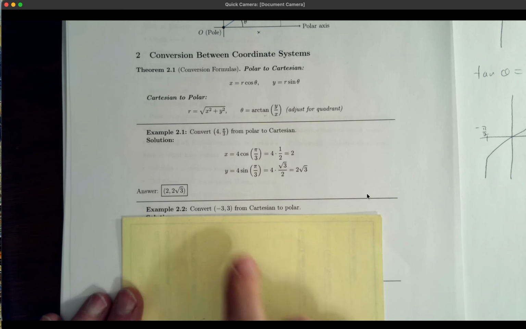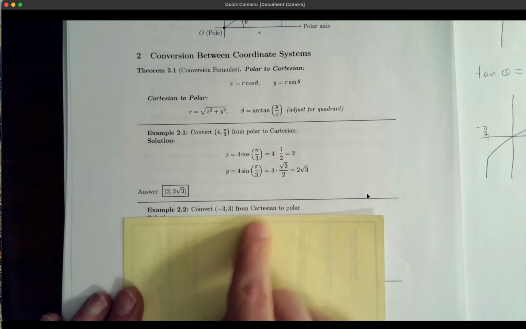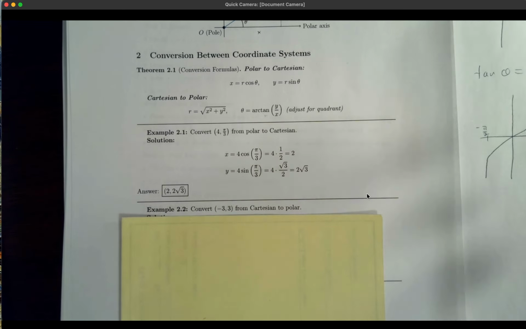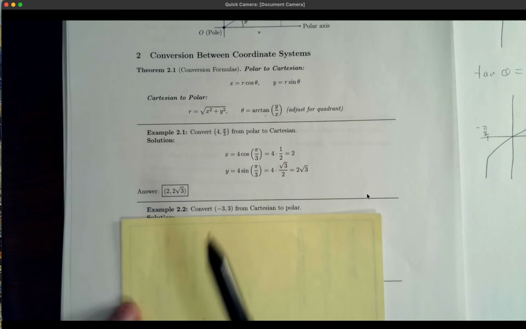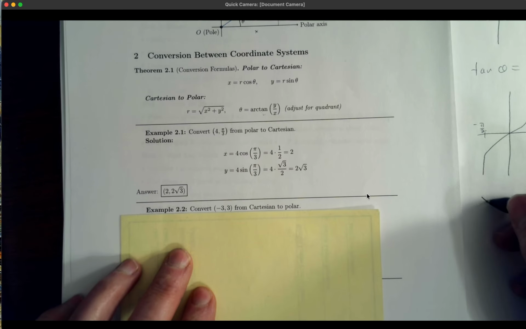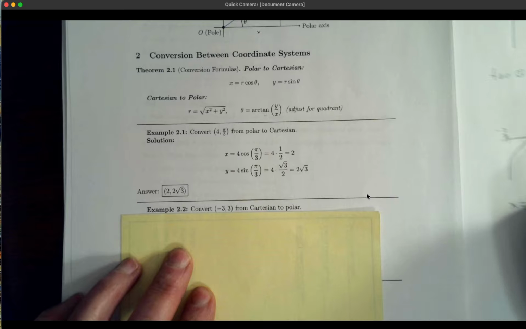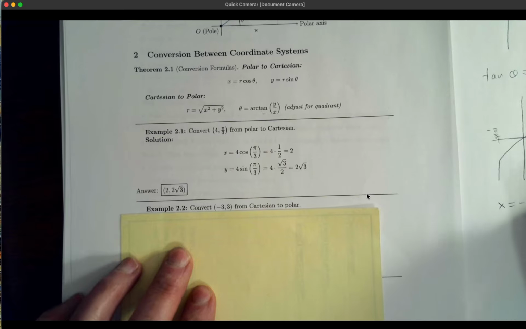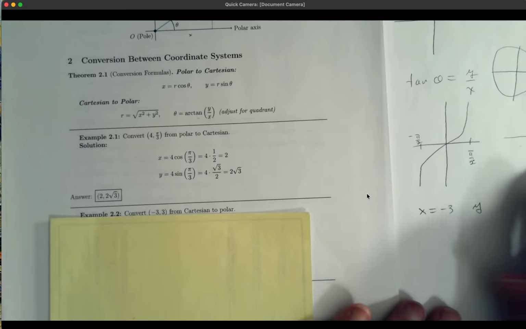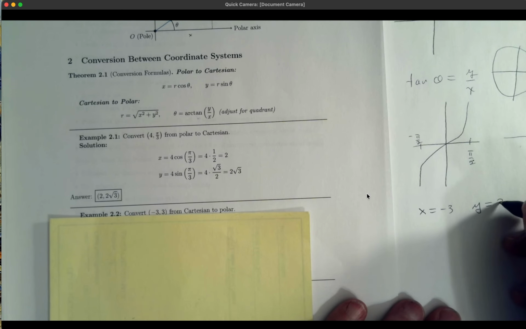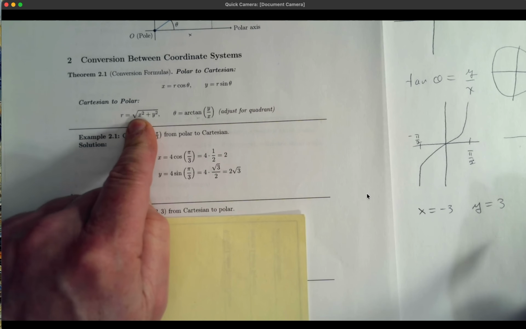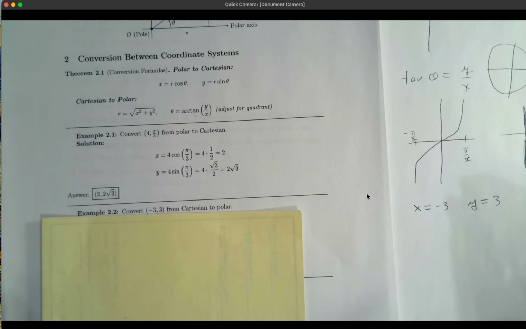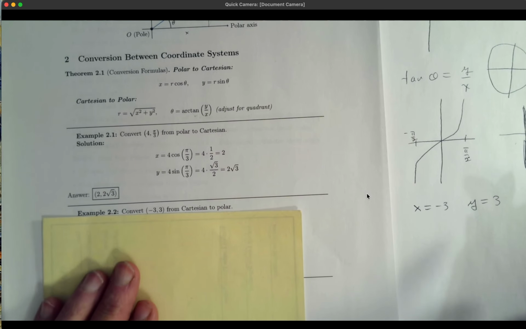All right, let's see. Convert negative 3, 3 from Cartesian to polar. So what are we going to do? X and y. So that's x and that's y. For this problem, x is negative 3 and y is 3. And going to the Pythagorean theorem, that'll get us r immediately. No trouble there.